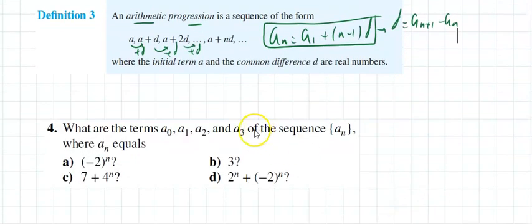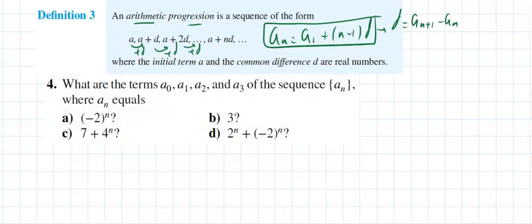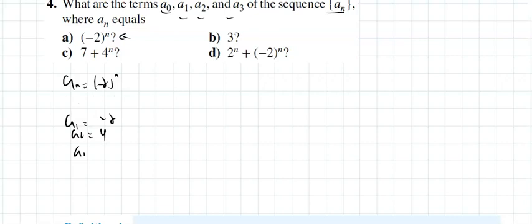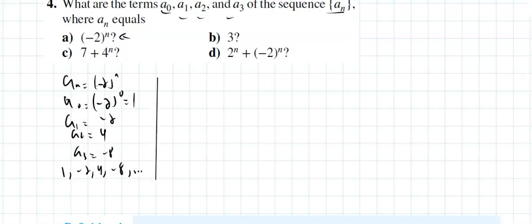Now, they want us to list a few terms. They want us to list first, second, third, fourth term, where this is a sub n. So if a sub n is negative 2 to the n, then a sub 0, well, anything to the 0 power, other than 0 of course, is 1. A sub 1 is negative 2. Negative 2 squared is 4. And negative 2 cubed is negative 8. So if you look at the list, 1, negative 2, 4, negative 8. Do you see here that you are multiplying every time by negative 2? So this is a geometric sequence.